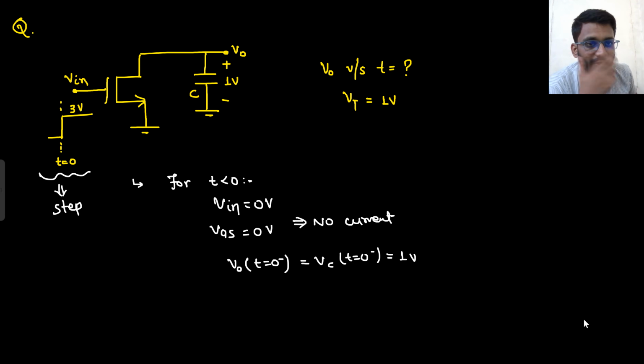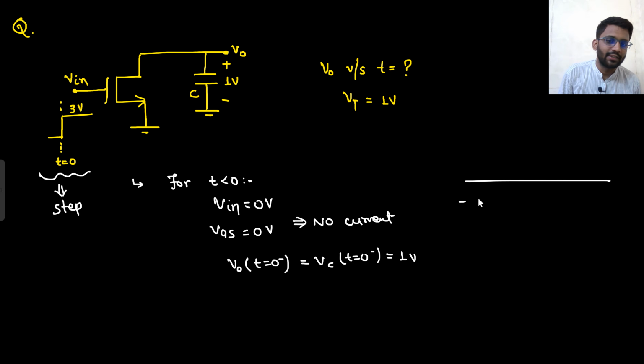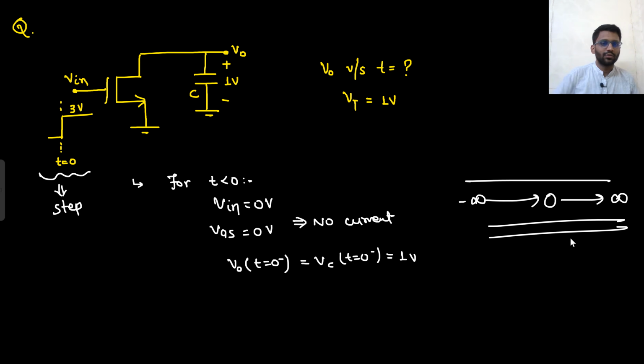That's it. You have to start the circuit from t equals to 0 minus or t equals to minus infinity. You have to take the condition from minus infinity to 0. Then you need to proceed from 0 to infinity. So in the complete window, you have to solve the problem.